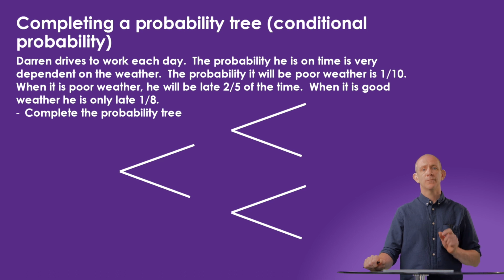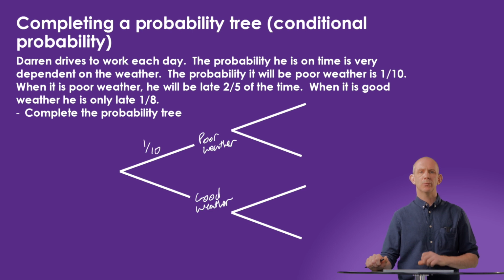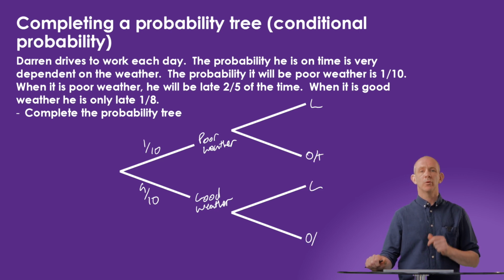The first thing to consider is whether or not the weather will be poor or good. So we'll put those two outcomes at the end of the first set of branches. If the chance there will be poor weather is 1 out of 10, then the chance it will be good weather will be 9 out of 10. We need to calculate whether he will be late in either case, so we can label these branches as either late or on time for both sets of branches.